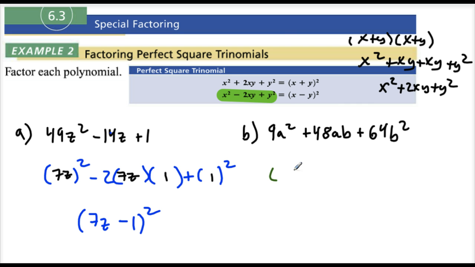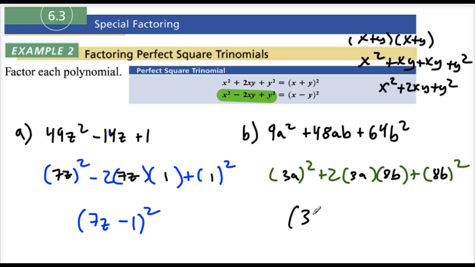Let's see. Can I write my first term as something squared, the middle one as 2 times the product of the first and the last, and the last term as something squared? Well, 9a squared, that's 3a squared. My last term, 64b squared, well, yeah, that's going to be 8b squared. Now, what about the middle? 2 times what times what? Well, I have 3a and 8b. Does that give me 48ab? 2 times 3 is 6, times 8 is 48ab. Yeah, so it all checks off. The first and the middle and the last all check off.